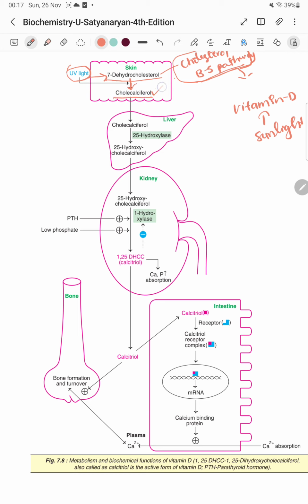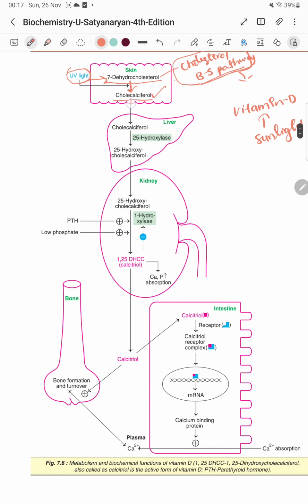Now the formed cholecalciferol will be transferred to the liver by the vitamin D binding protein. Vitamin D binding protein binds with cholecalciferol and transports it to the liver. And in the liver, cholecalciferol is present. This cholecalciferol, where is it produced? In the skin.